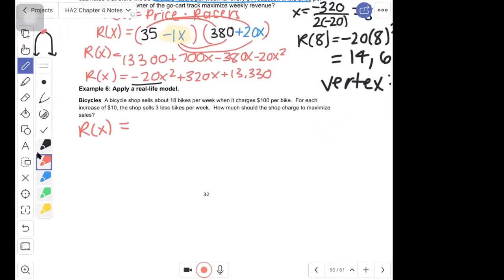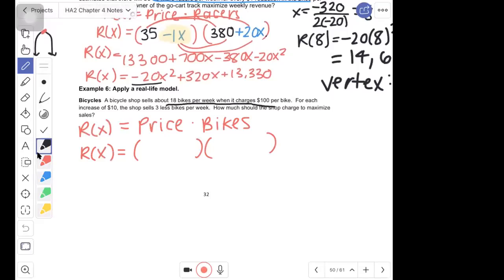We know that our revenue will be how many bikes we sell times the price. So again, we're going to make 2 different parts, one representing what's happening to the price and one representing what's happening to the bikes. So the bike shop, we are already selling 18 bikes per week with each bike costing $100.